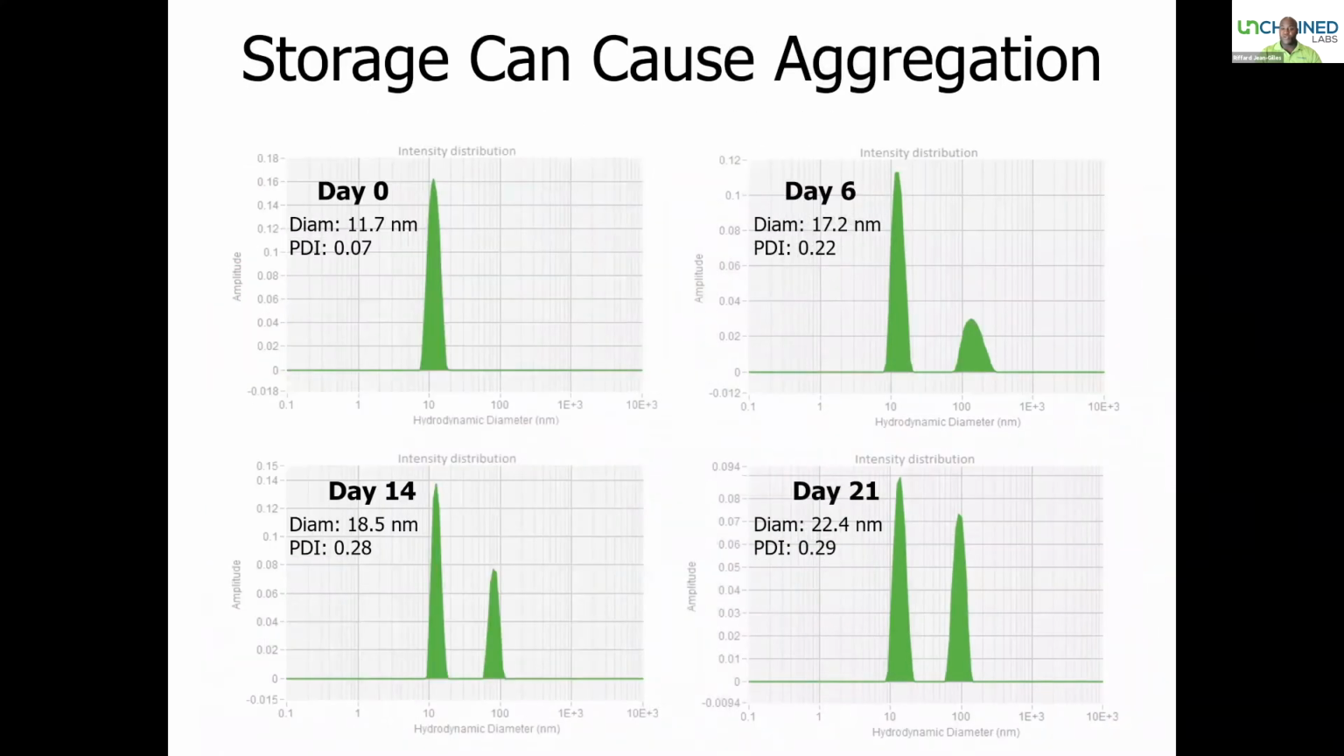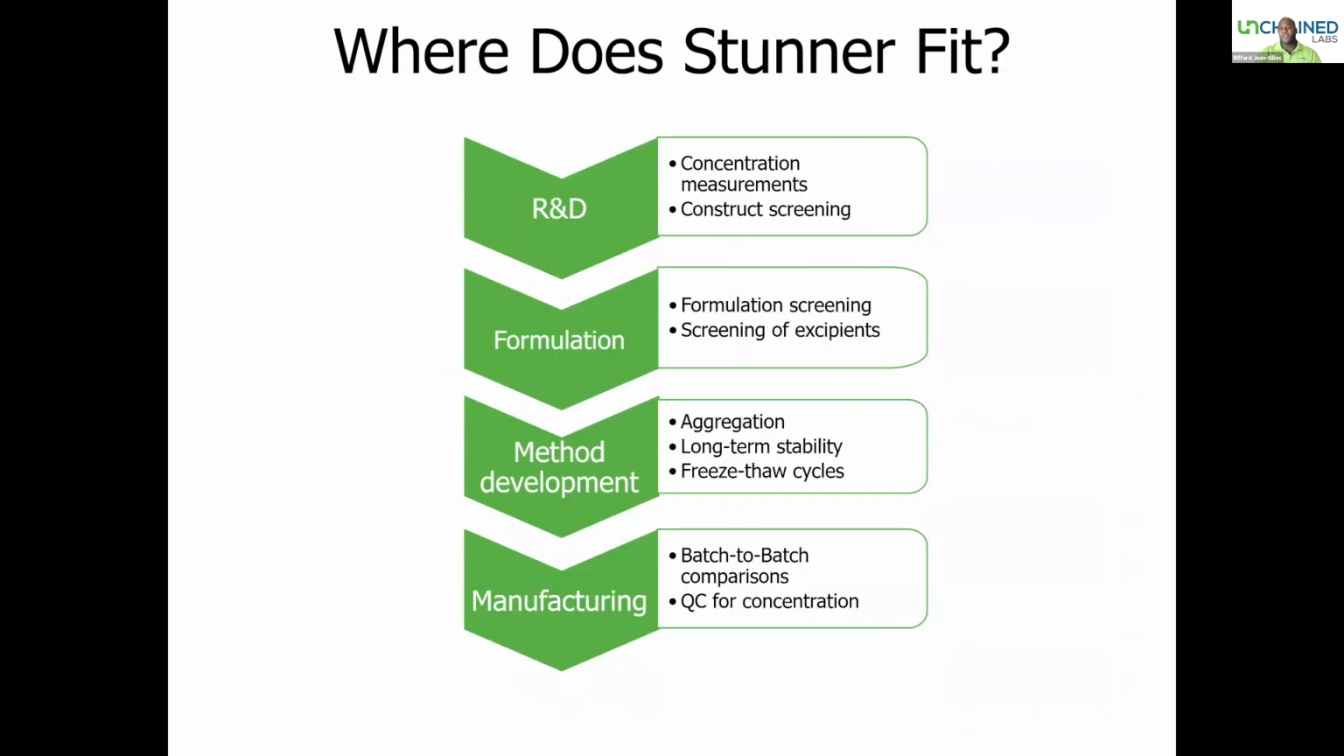If we look at storage conditions again, this is no stress added, simply waiting and seeing the impact over time. You can see again how things are changing, and this is similar to the data set that we saw previously here. Okay. And so where does the Stunner make sense, right? It's a tool that measures concentration, but it's also a tool that gives you an indication of the quality of your sample, whether or not you have aggregates.